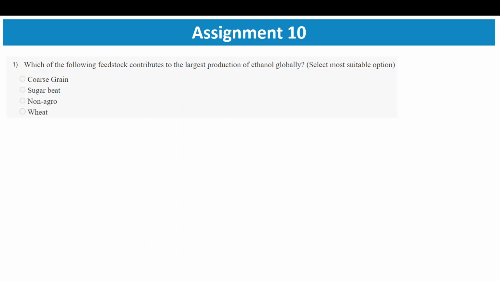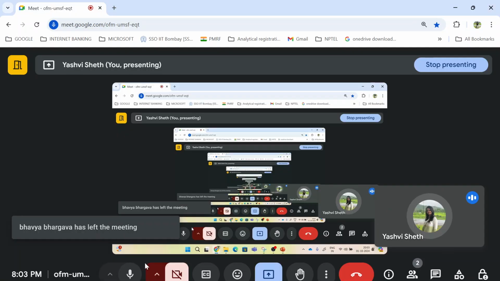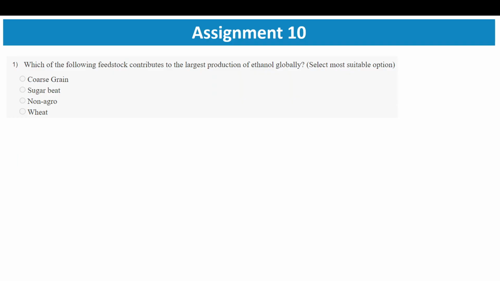Now let's start with the assignment. The first question here is, which of the following feedstock contributes to the largest production of ethanol globally? So we are not asked about the Indian market. We are asked on a global scale. So can you say which is the largest feedstock used?